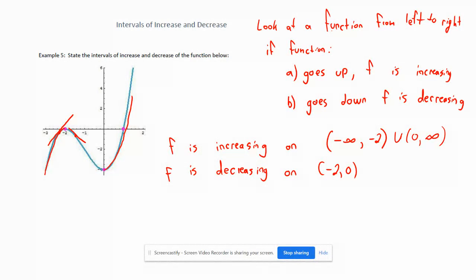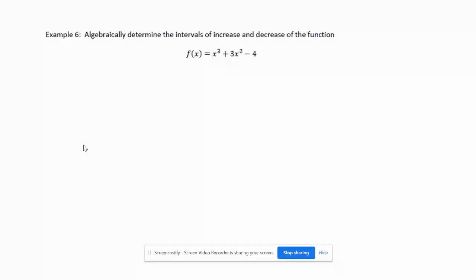So for part 6 over here, we algebraically determine the intervals of increase and decrease for this function. What we want to do is take the derivative of this function, so f prime of x equals 3x squared plus 6x. The derivative of the negative 4 just goes to 0.